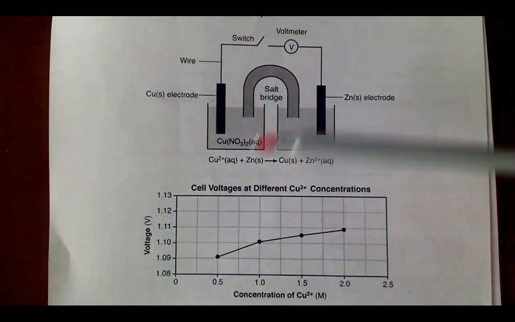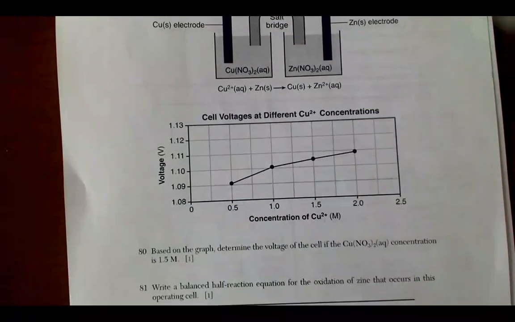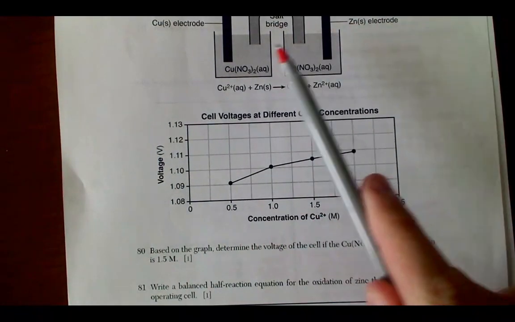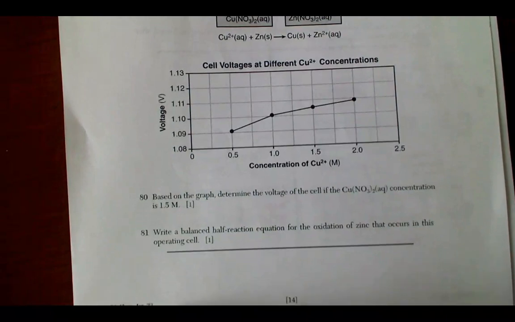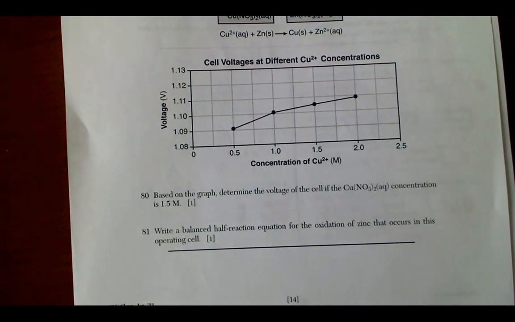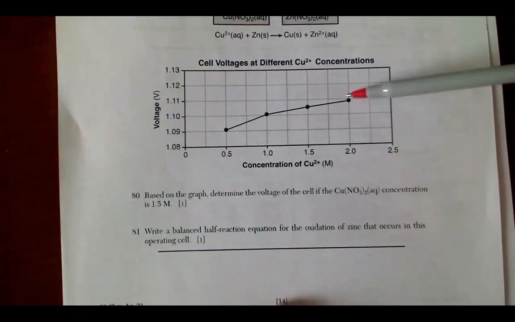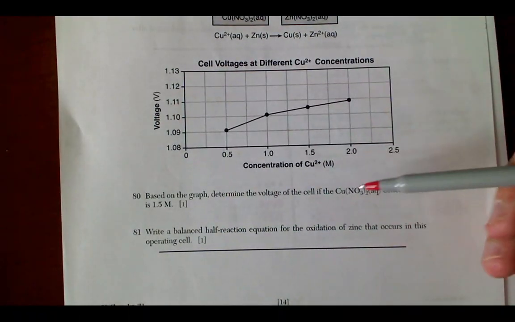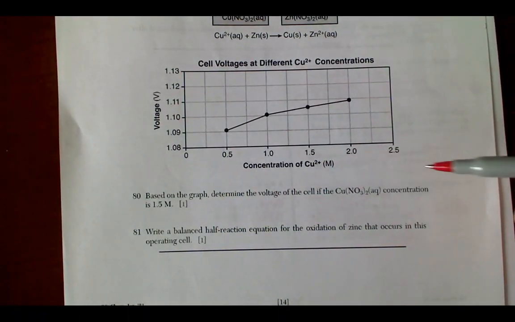We've got a picture of the battery. It tells us how it works. And we've got this little chart down here showing us how the voltage of this changes based on how much of the Cu ion is in the liquid. No biggie. Number 80 says, based on the graph, determine the voltage of the cell, which is on the left side over here, if the CuNO3 concentration is 1.5 molar.